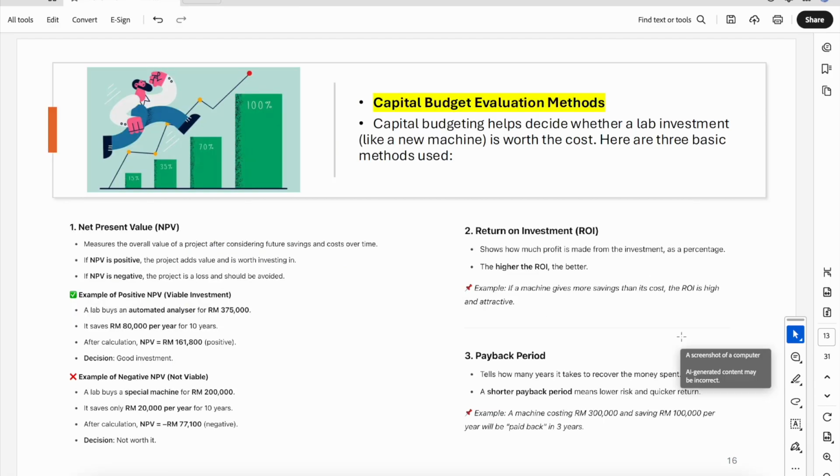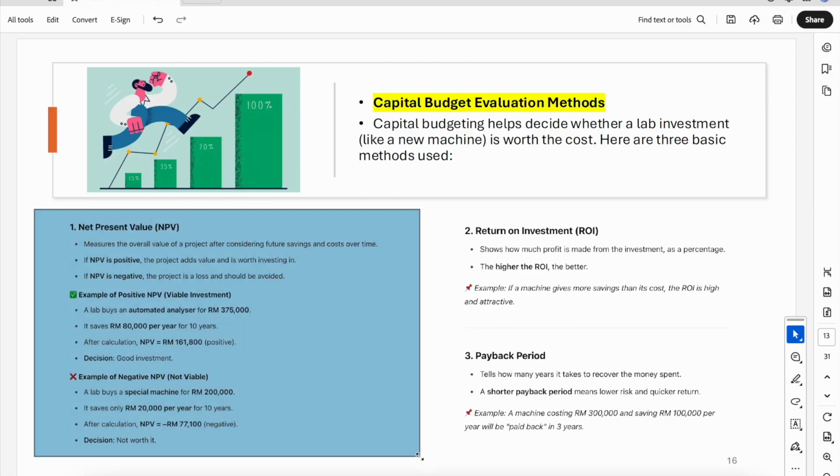Capital budget evaluation methods. When evaluating capital investments, we use several financial analysis methods to determine whether a project is worth pursuing. Let me explain these 3 fundamental approaches. Net present value, NPV. Net present value measures the overall value of a project, often considering future savings and costs over time. It accounts for the time value of money, the principle that money available today is worth more than the same amount in the future.